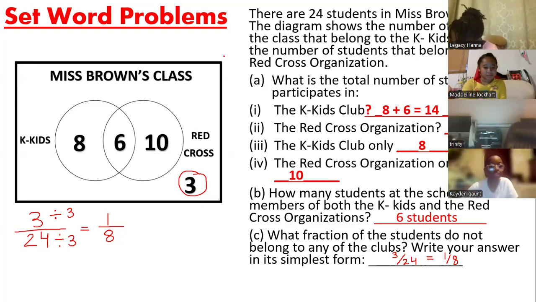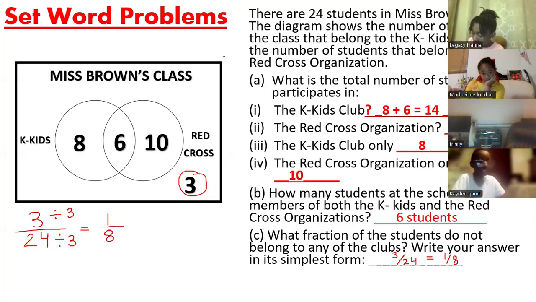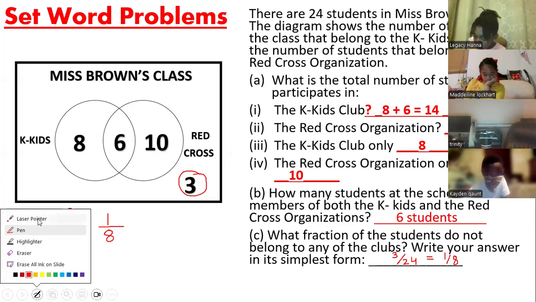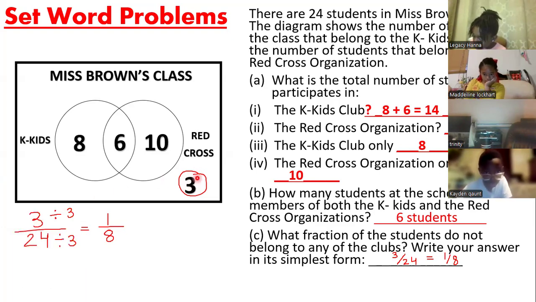C. See. Kate and Quant, you understand how we got 1/8? Kind of. Do you know how to simplify fractions? Yes, sir. So we have 3/24. Now, what does this 3 mean? How many people are not inside K Kids or Red Cross? Yeah. So it's 3/24. Why do we say out of 24? Because that's how many students are in the class.